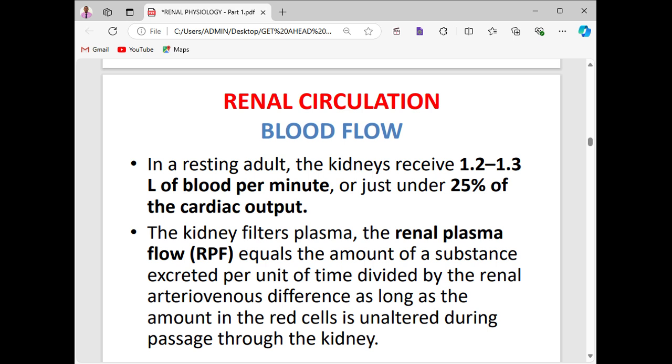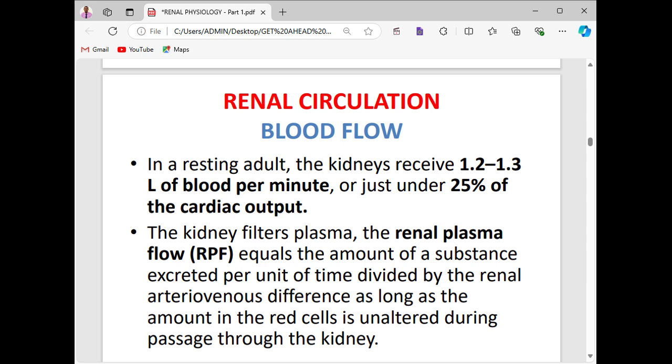When it comes to renal circulation, blood moves from the abdominal aorta to the renal artery, basically in the renal pelvis, and then to the interlobar arteries. It then moves to the corticomedullary junction, which are specifically the arcuate arteries. From there we have interlobular arteries, which proceed to afferent arterioles.